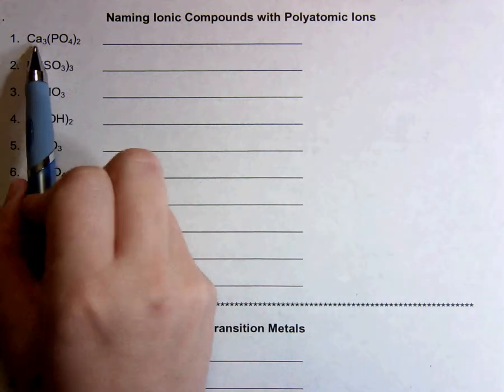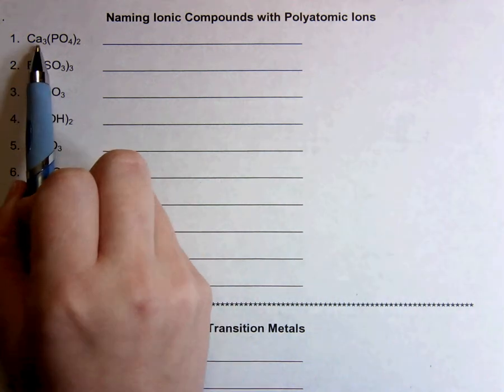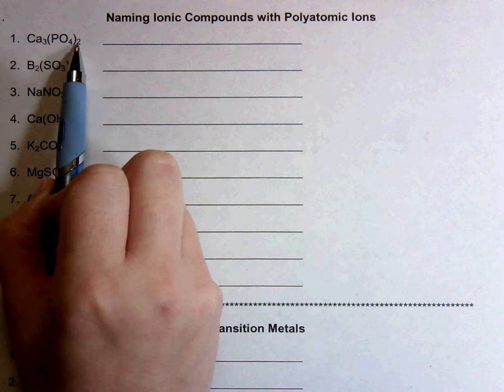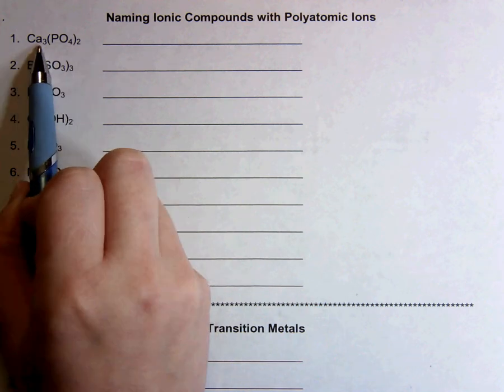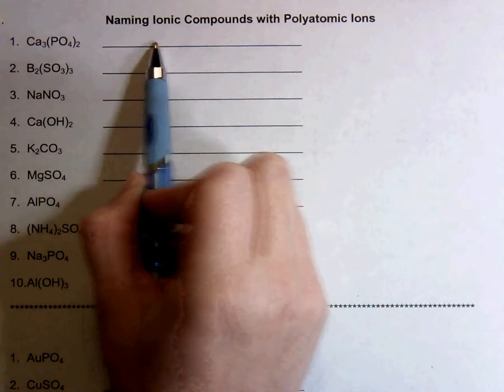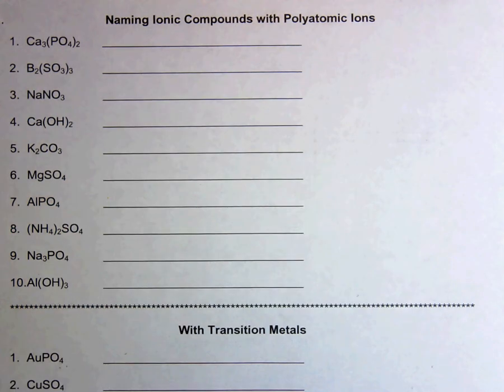And we know that Ca is calcium. These are actually pretty easy to name. I don't have to worry about the subscripts. I just name what I have. Ca is calcium. PO4 is phosphate, so I would write calcium phosphate, and that's the name of my compound.